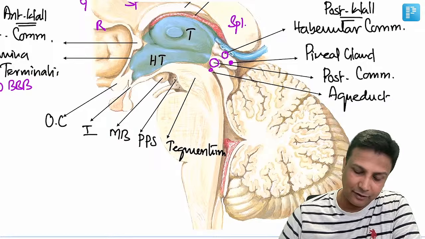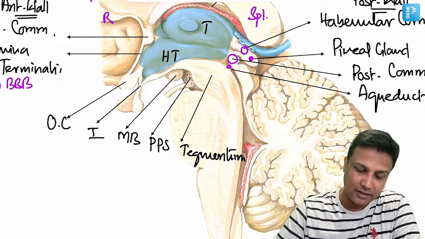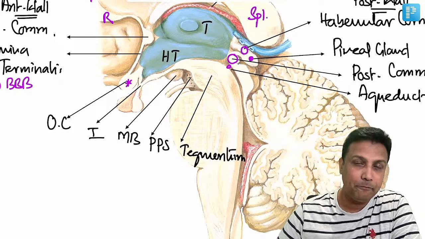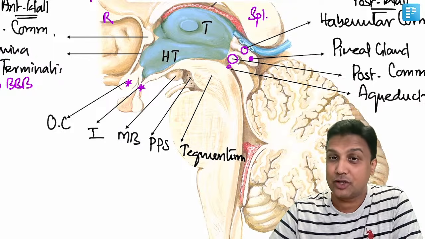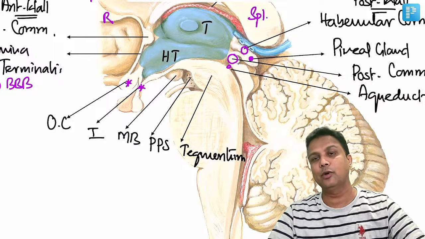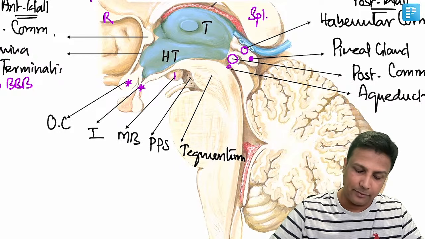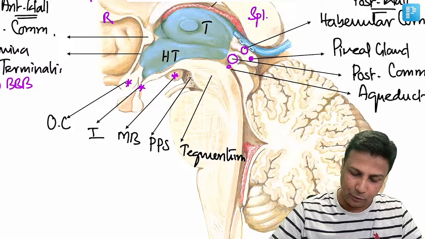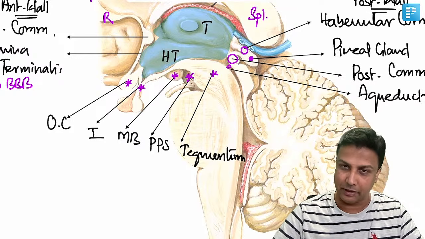Now, finally, after all this, we are just left with the floor of the third ventricle. This crossing here will be the optic chiasma, followed by the infundibulum, nothing but the pituitary stalk. Along with the infundibulum, we will also have the tuber cinereum there. This body here will be the mammillary body. And this is the posterior perforated substance. And this will be the tegmentum part of the midbrain.